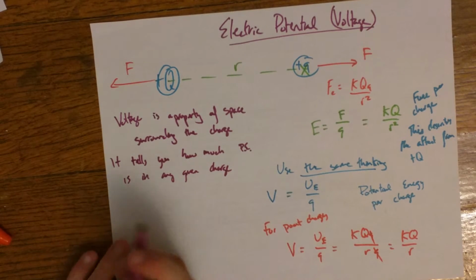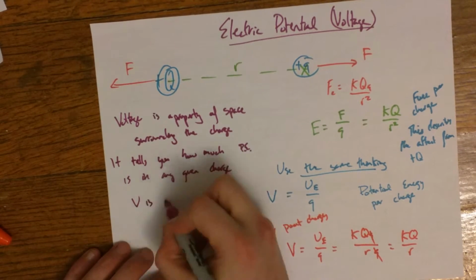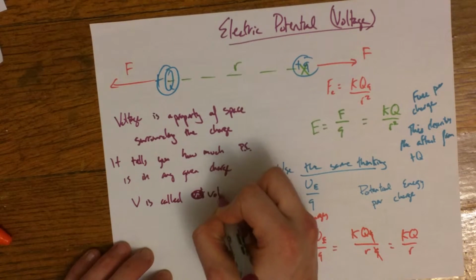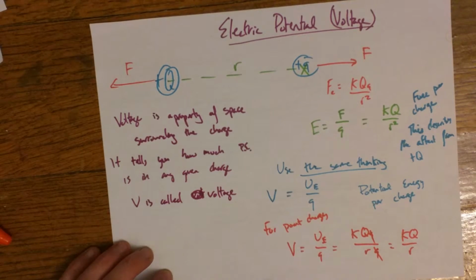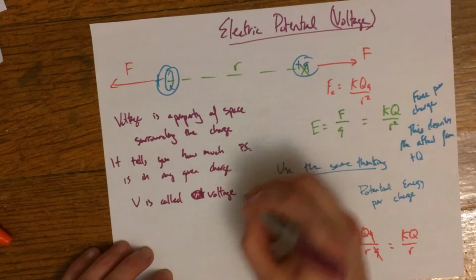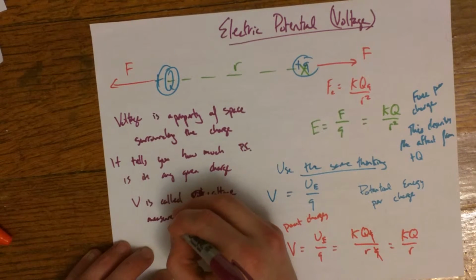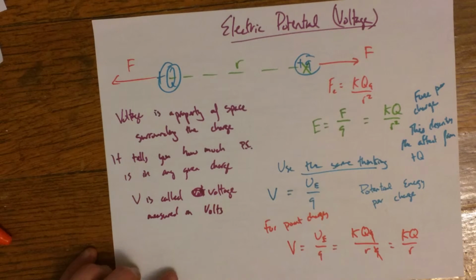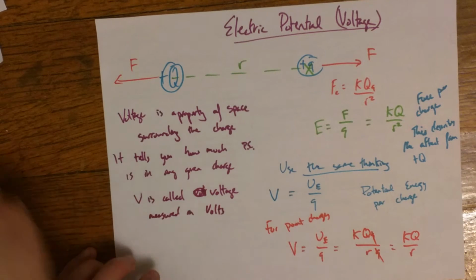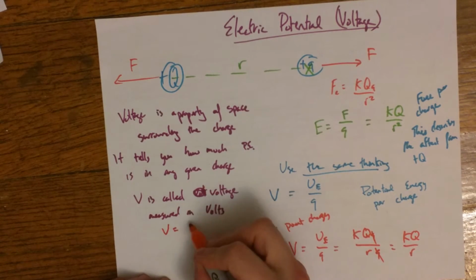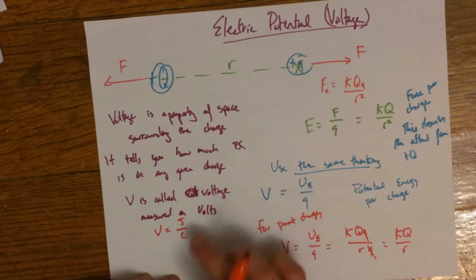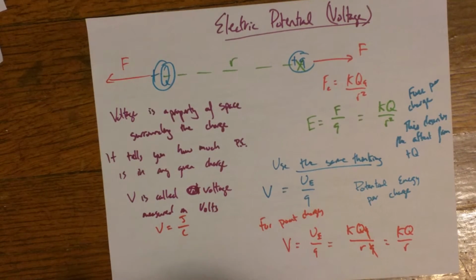The measurement for this, V is called voltage, but it's measured, I misspelled it, measured in volts. Well, what is a volt? And we could put this together. We see that it's potential energy over charge. What's our unit for potential energy? That's a joule over coulomb. So 1 volt is 1 joule over coulomb.